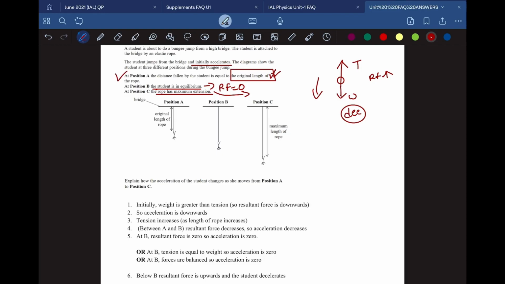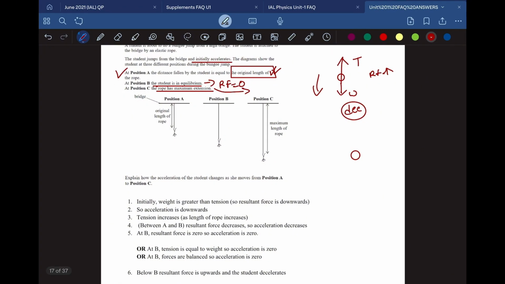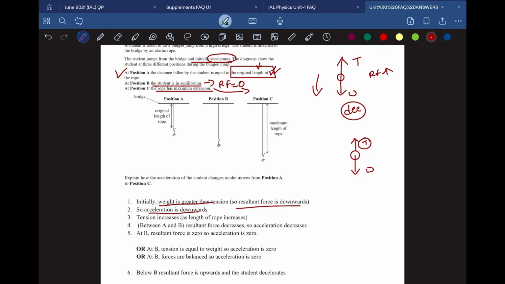Position 8 says the distance fallen by the student is equal to the original length of the rope. We know at first weight is downward and the original length of the rope was there. Original length of the rope means the tension is there, but the tension is very small compared to the weight. The weight is greater. So we can say initially weight is greater than tension, so the resultant force is downward. So the person is accelerating.